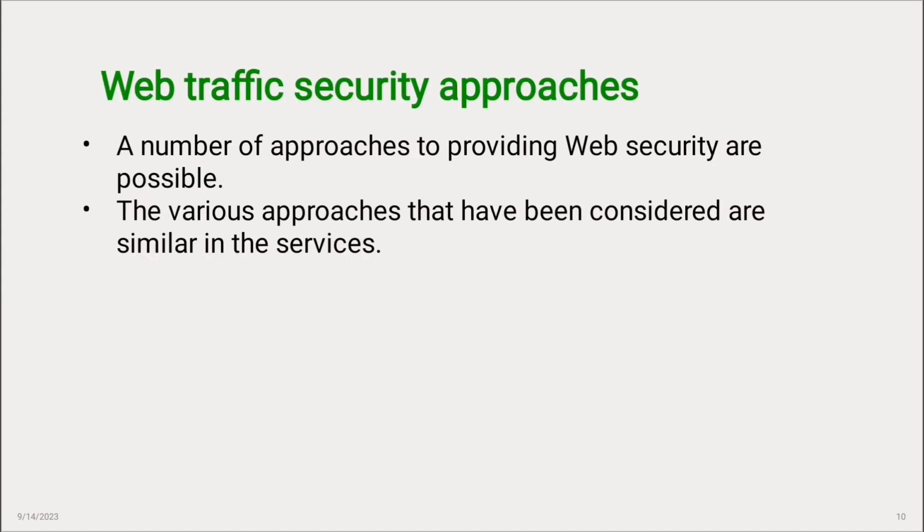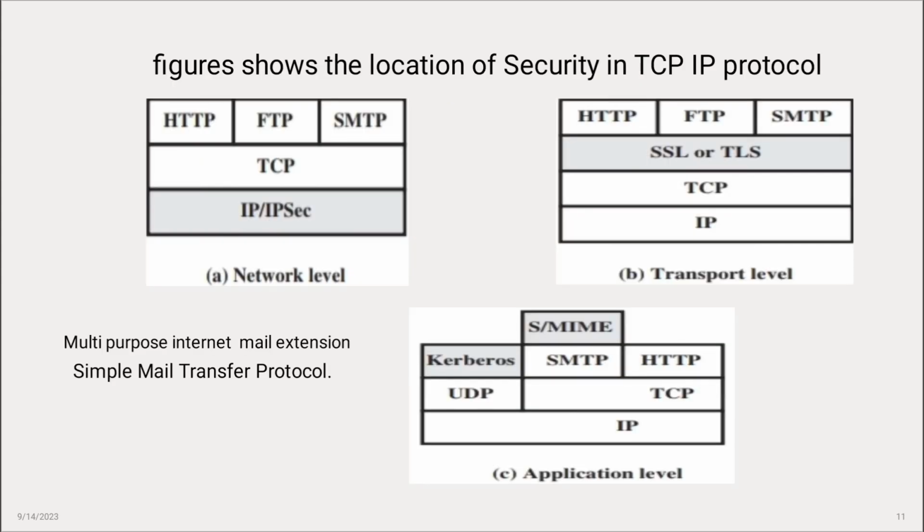Web traffic security approaches. A number of approaches to provide web security are possible. The various approaches considered are similar in the services they provide. Here the figure shows the location of security in the TCP/IP protocol stack. First is the network level, where the Internet Protocol provides security to the network layer. Second is the transport level, where the SSL layer provides security to the transport level.